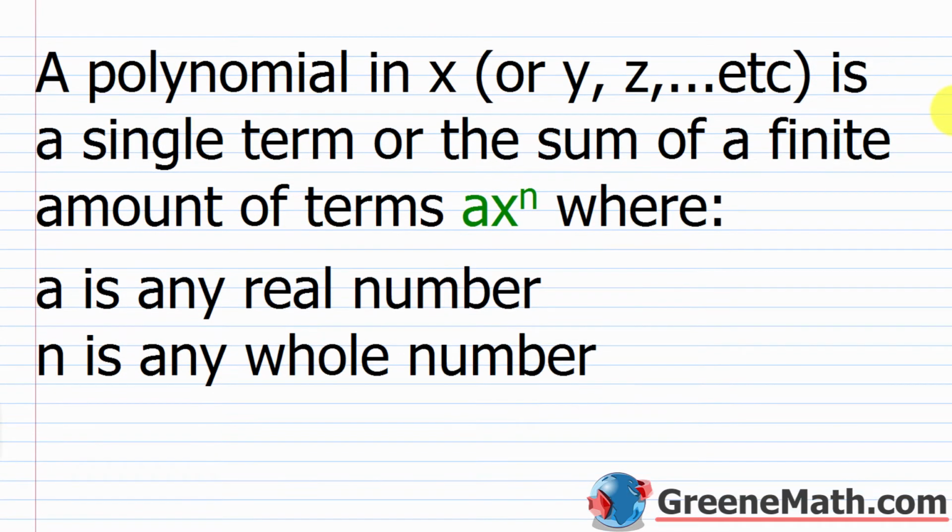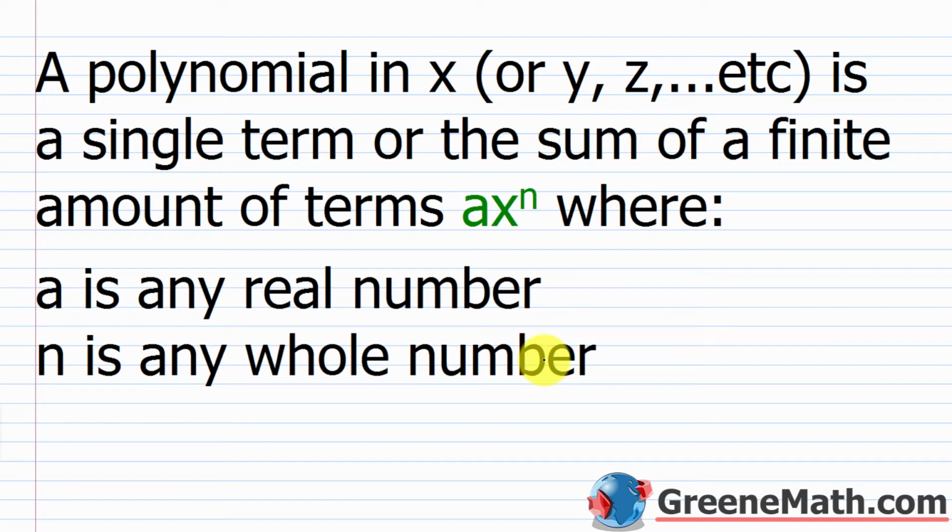All right, so let me give you the textbook definition for a polynomial now. You're going to read this, and it's going to be a little bit confusing at first. And hopefully I can give you a little insight into how you can look at the examples and say this is a polynomial and this is not a polynomial. So a polynomial in x, or it could be another variable like y or z, whatever you want, is a single term or the sum of a finite amount of terms, finite means it has an end, ax to the power of n, where a is any real number and n is any whole number.